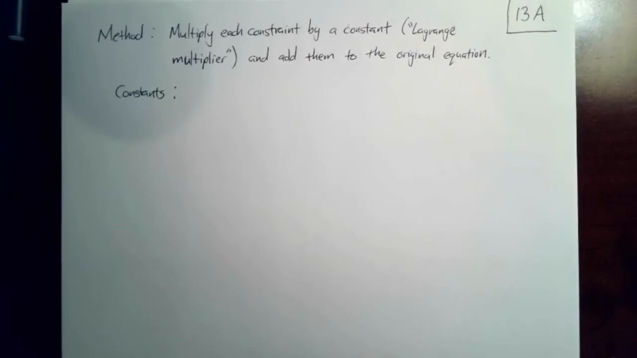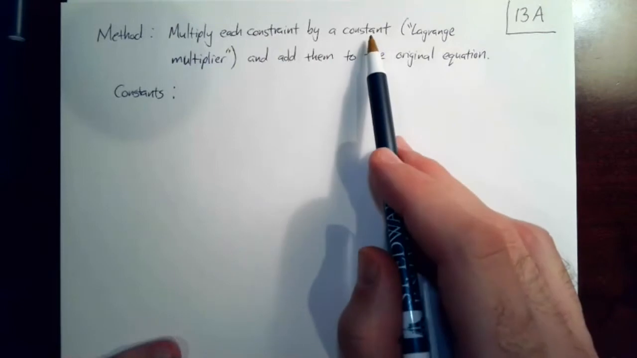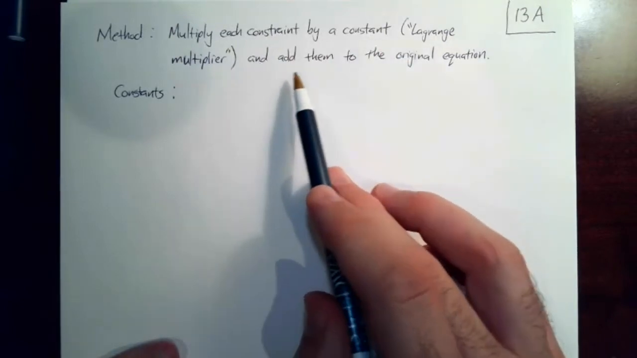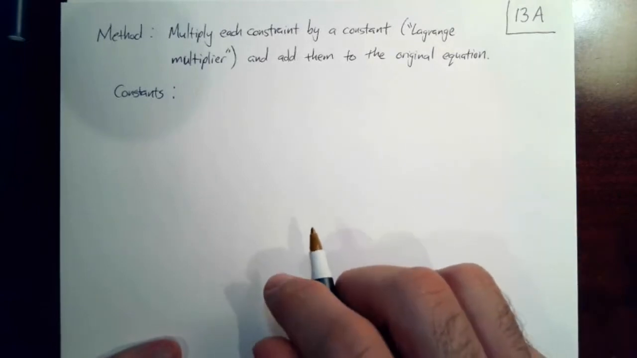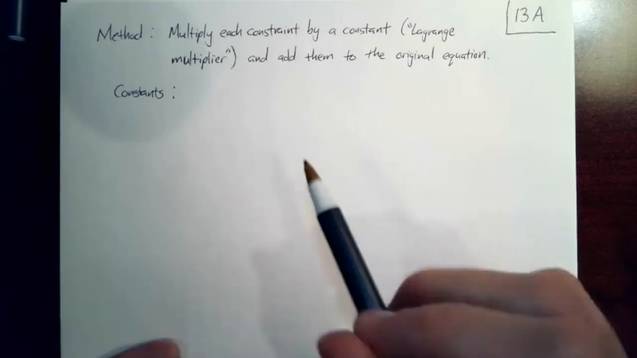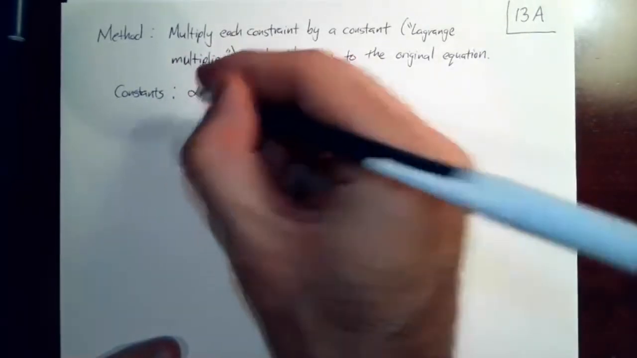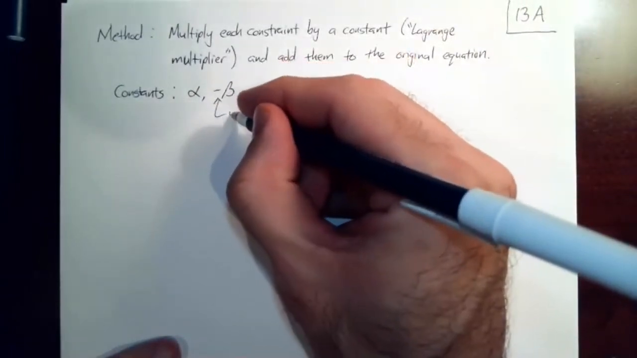Okay, so the method of Lagrange multipliers is that we take each constraint and we multiply it by a constant, which is called the Lagrange multiplier. And then we add those constraints to the original equation and solve the combined equation. So in this case, we're going to call our constants alpha and negative beta. And this negative sign is chosen because it'll be useful later.